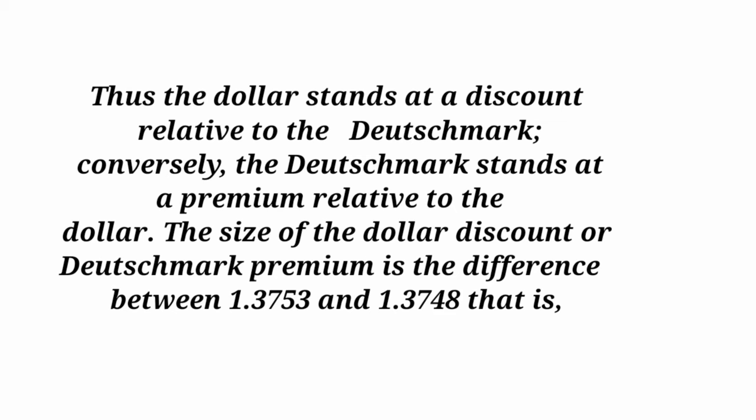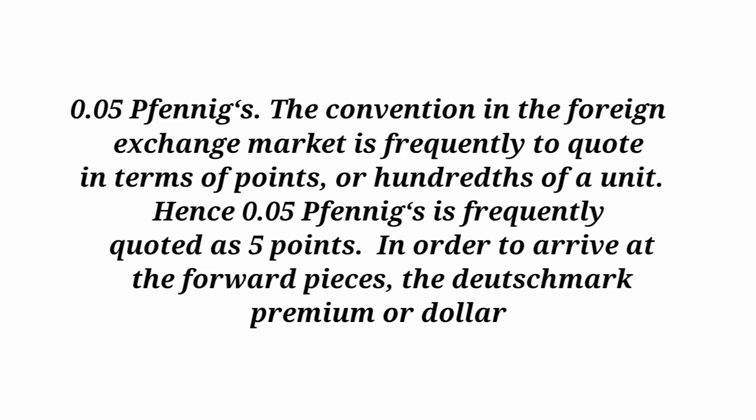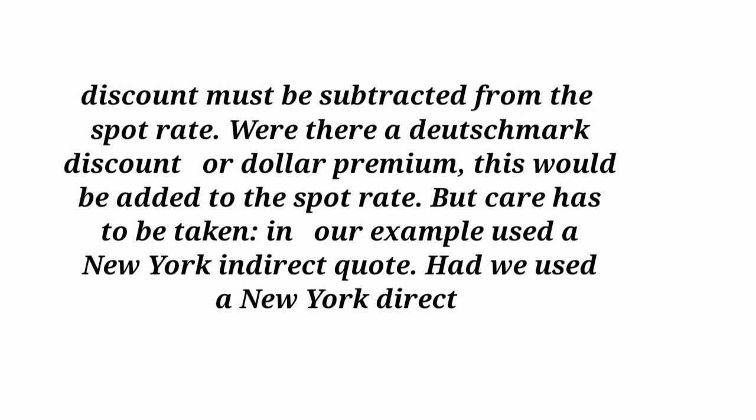The price of the dollar discount or Deutschmark premium is the difference between 1.3753 and 1.3748, that is 0.05 pfennigs. The convention in the foreign exchange market is frequently to quote in terms of points or hundredths of a unit. Hence, 0.05 pfennigs is frequently quoted as 5 points. In order to arrive at the forward prices, the Deutschmark premium or dollar discount must be subtracted from the spot rate. Were there a Deutschmark discount or dollar premium, this would be added to the spot rate.